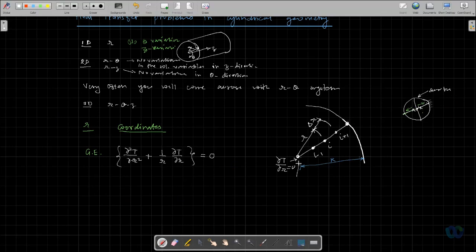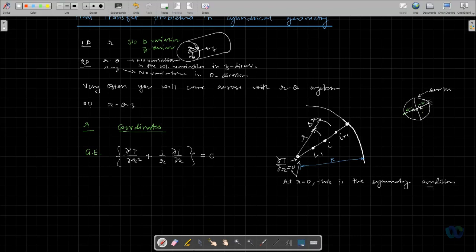Here at r equals 0, it is called the symmetry boundary condition. This is the symmetry condition. This is the symmetry condition.